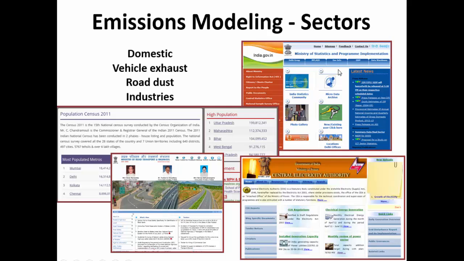And we have the Ministry of Statistics and Programme Implementation. They have information on all the industries which are registered in each of the districts. At the district level, we have the industrial fuel consumption by coal, gas, and liquid fuels, and electricity consumed in various industries, which is used as a proxy for building an industrial emissions inventory for the region.